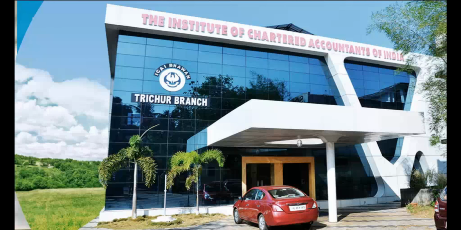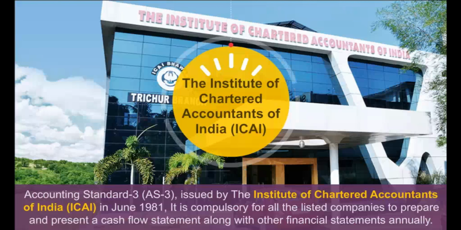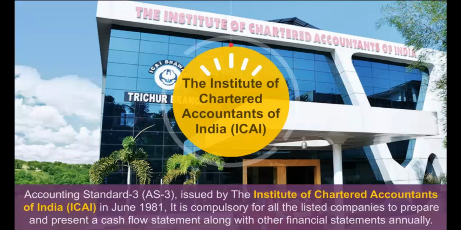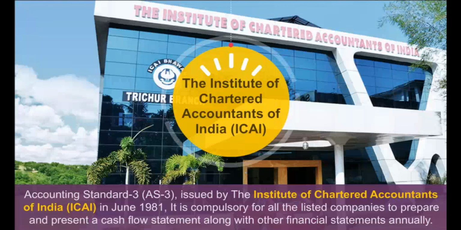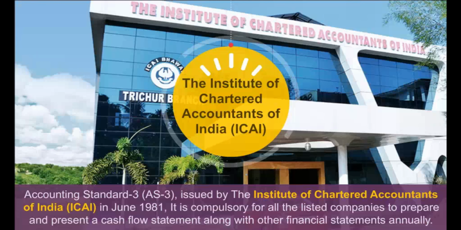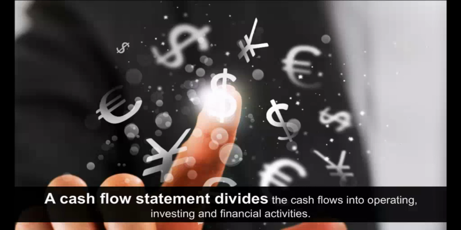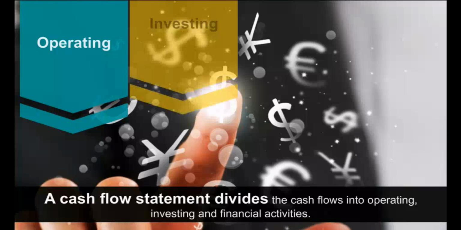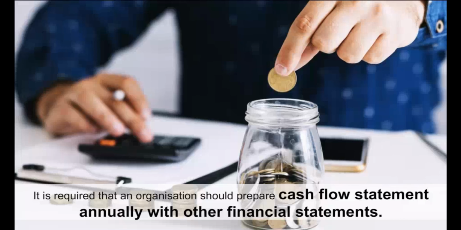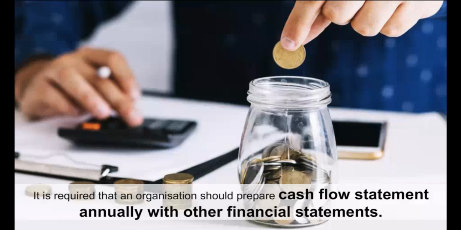Accounting Standard 3, AS 3, issued by the Institute of Chartered Accountants of India, ICAI, in June 1981, makes it compulsory for all listed companies to prepare and present a cash flow statement along with other financial statements annually. A cash flow statement divides the cash flows into operating, investing, and financing activities. It is required that an organization should prepare a cash flow statement annually with other financial statements.